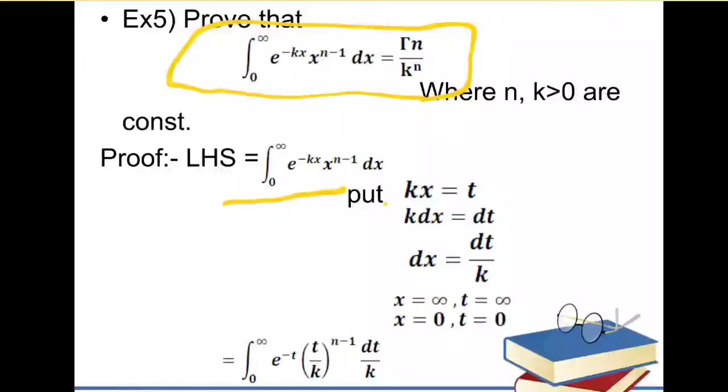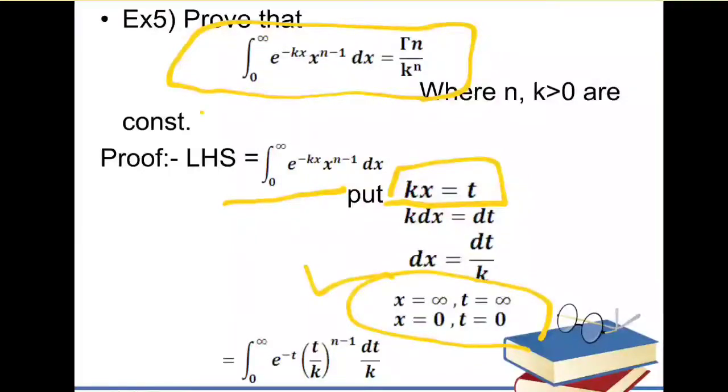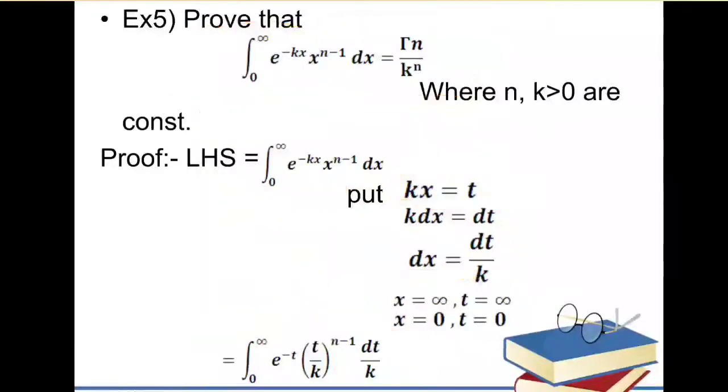For that, we have to take kx equals to t. So here kx equals to t, that means k dx equals to dt. So we are converting again into the t form. So we have to change the limit, which I have already discussed how to change, and put all the values in this integration, then we get this term.